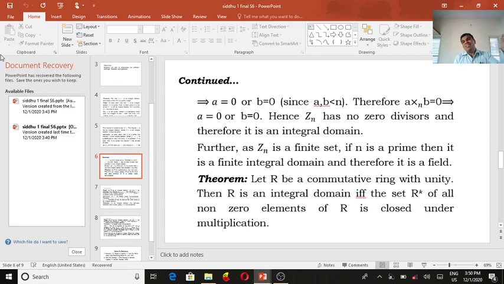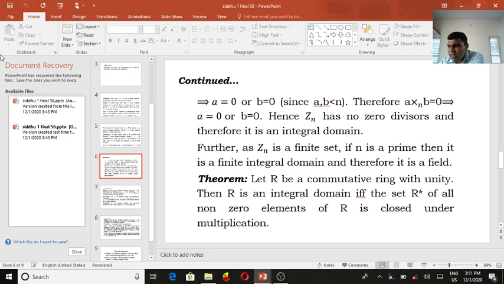When n is prime, by recalling that statement, A cross B equals 0 implies A equals 0 or B equals 0. Hence, Zn has no zero divisor, so it is an integral domain. Further, Zn is a finite set, which is obvious; it contains a finite number of elements. If n is a prime, then it is a finite integral domain. Therefore, it is a field.